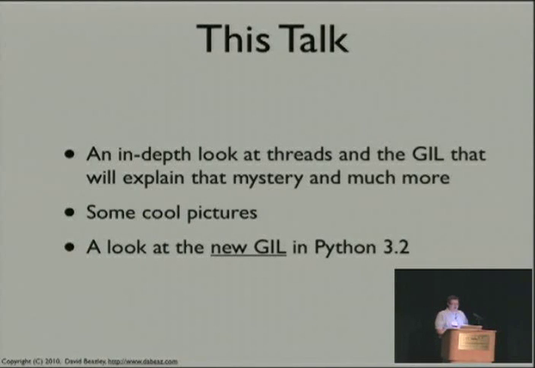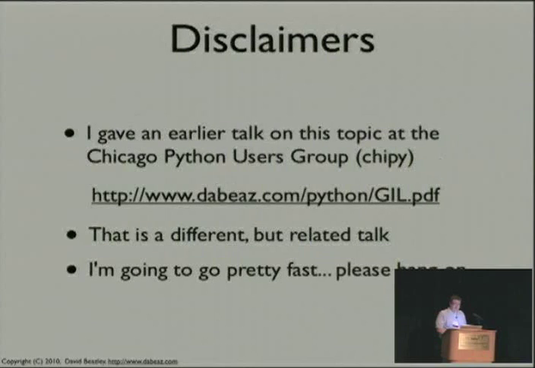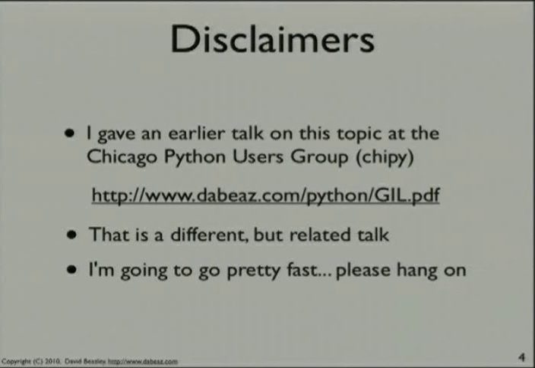So we're going to look at the global interpreter lock. We'll see some cool pictures. We're going to look at the new global interpreter lock in Python 3.2 that Antoine has implemented. And just as a disclaimer, there is an earlier version of this talk that you may have seen on the web. This talk that I'm doing here is different. I also have to make the disclaimer that I'm going to go really fast through some of this material. I want to look at some demonstration stuff later, so I have to cover a little bit of essential background first, and then we'll get into it.